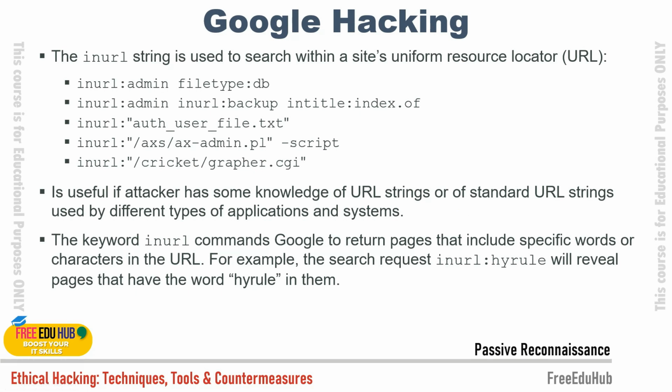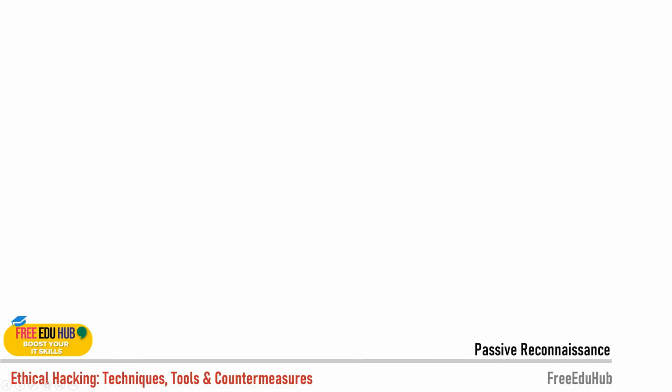So they must have some basic knowledge to understand the scripting language to decipher and get the exact details of what's going on. The keyword inurl commands Google to return pages that include specific words or characters in the URL. If I want to have any kind of rule in the URL, I'll write inurl hy rule, and it would reveal the pages that have the word hy rule mentioned in the address.